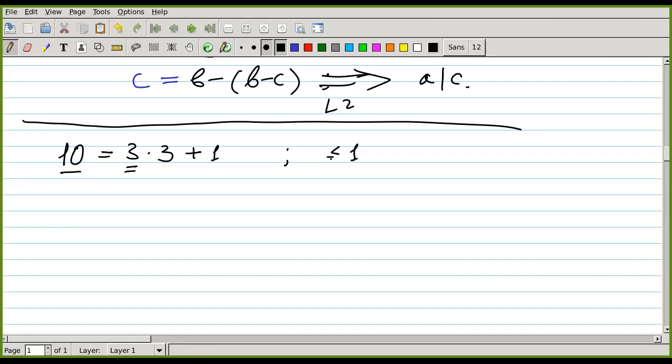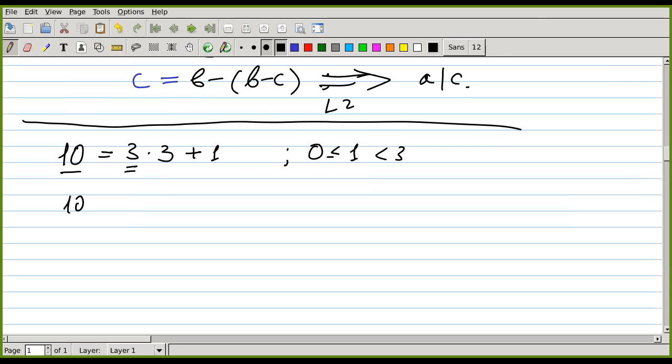Remainder. 1 is the remainder. 1 is strictly less than this number, which we divide by, and greater or equal than 0.